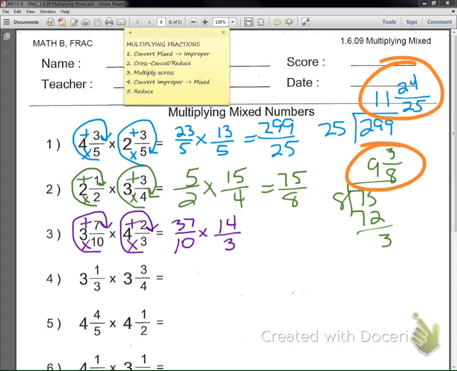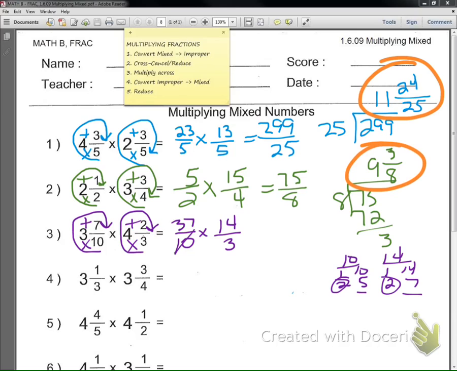So let's look at the 10 and the 14. I know that those can cross cancel. So let's find out what they can cancel to. Well, we have 10 and 14. Factors of 10 are 1 and 10, 2 and 5, and that's it. The factors of 14 are 1 and 14, 2 and 7, and that's it. So the greatest common factor is 2. That means they reduce to 5 over 7.